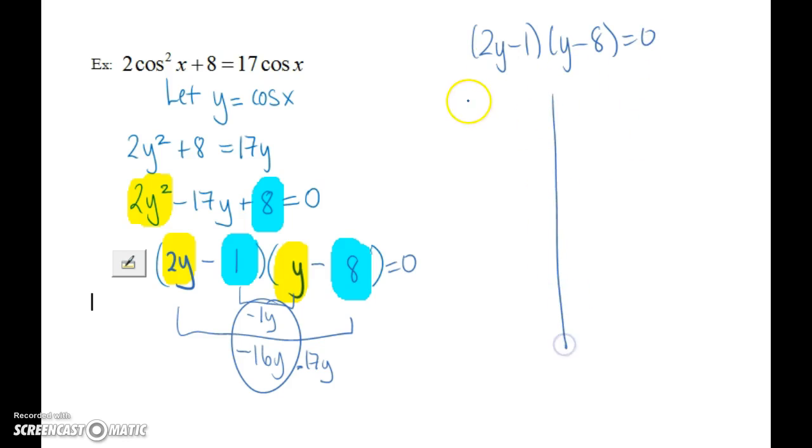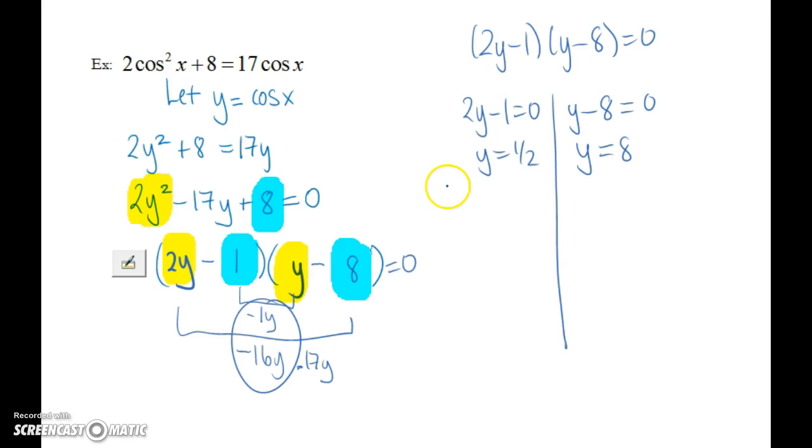To solve a quadratic, your next step is to take each factor and set it equal to 0. And when we do that, we get y equals 1/2 and y equals 8. Now let's incorporate the trig back into our equation. So we're going to replace y with cosine x. Cosine x equals 1/2 and cosine x equals 8. And we're going to solve for x. Let's make this one in radians. So let's say that our restrictions are from 0 to 2 pi.